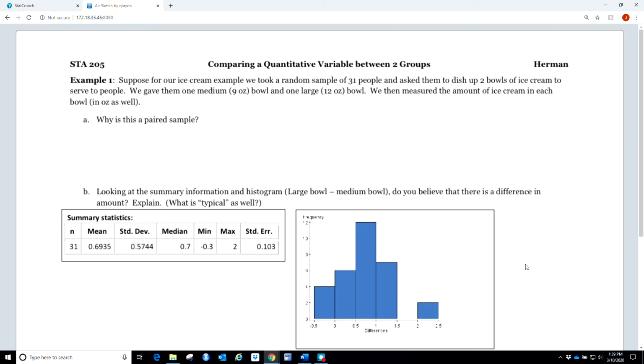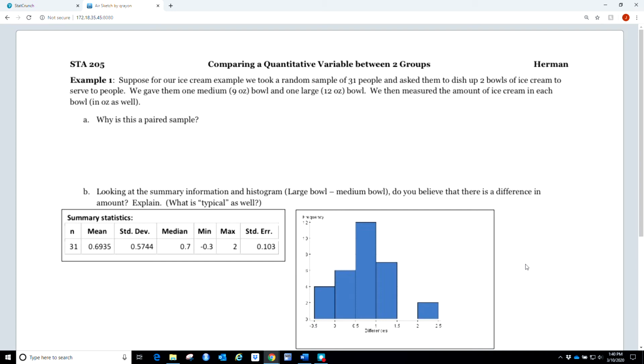So in our example with the ice cream, we're now going to take a random sample of 31 people, and we ask them to dish up 2 bowls of ice cream to serve to people. We gave them 1 medium bowl, which was 9 ounces in size, and 1 large bowl, which was a 12-ounce size. We then measured the amount of ice cream in each bowl, which was also measured in ounces.